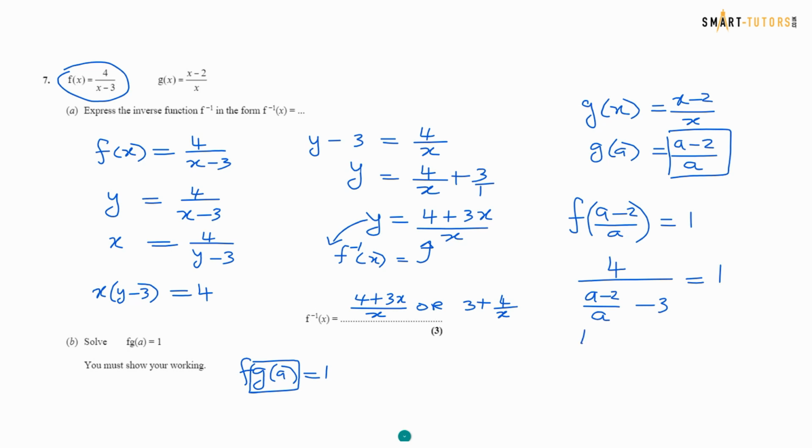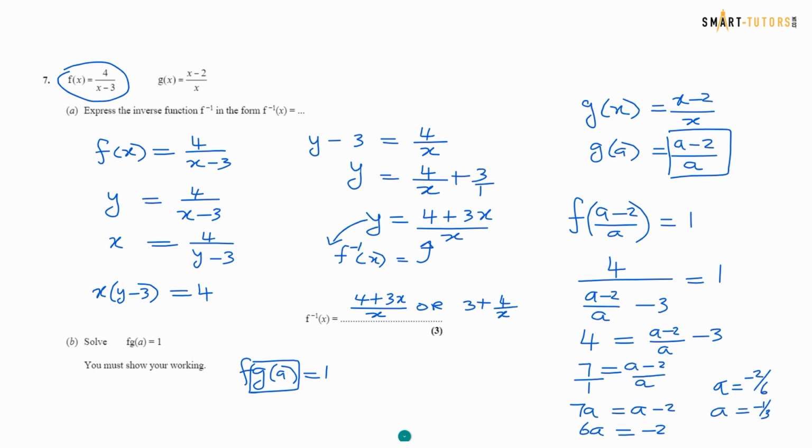Now cross multiply: 4 = (a − 2)/a − 3. Bring the minus 3 to this side, plus 3, so 7 = (a − 2)/a. Now cross multiply, 7 times a is 7a = a − 2. Then a comes here, 6a = −2. So a = −2/6, a = −1/3. So that is the answer for question number 7.